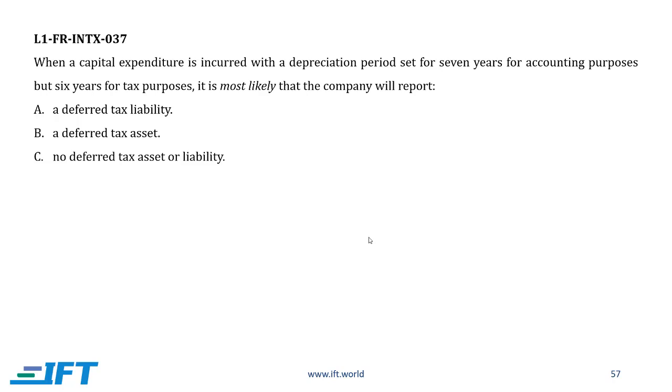37. When a capital expenditure is incurred with a depreciation period of 7 years for accounting purposes but 6 years for tax purposes. Now this is your accounting book and this is your tax book. So where would the depreciation be higher? In tax books your depreciation would be higher. Why? Because we are only using 6 years. And in your accounting book your depreciation would be lower. Why? Because we are using 7 years. More years means less depreciation.